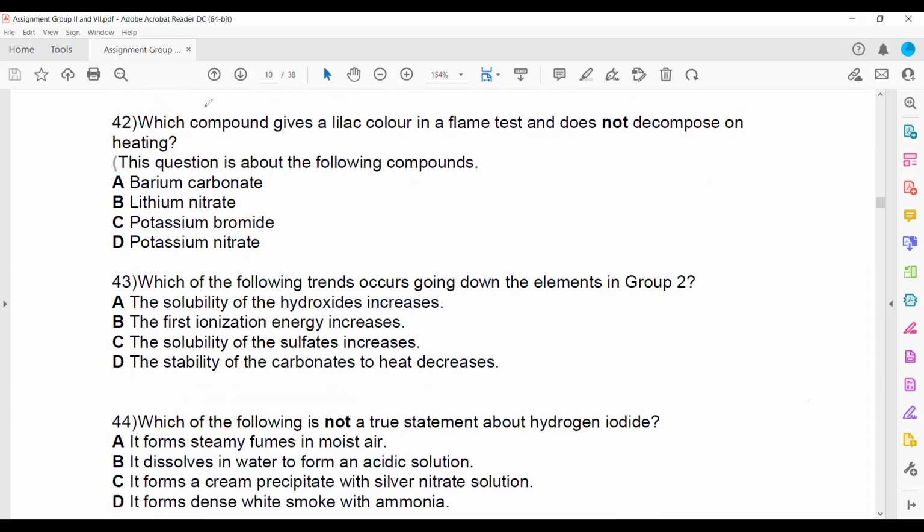Question 42, which compound gives a lilac color in a flame test and does not decompose on heating? Lilac color means it should be potassium. Then which does not decompose? Potassium nitrate can decompose. If you remember, potassium nitrate can decompose into potassium nitrite plus oxygen. But potassium bromide cannot decompose on heating.